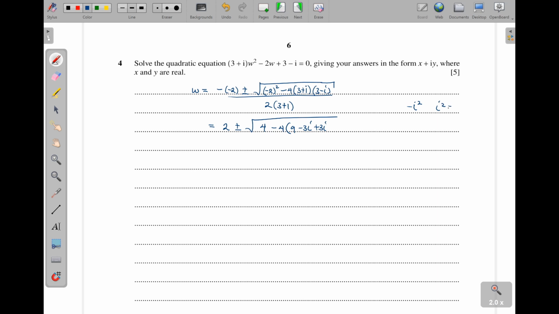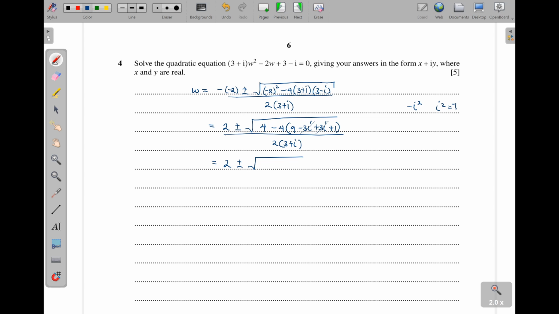But i squared is equal to negative 1. Now, this negative 1 and the negative give us a positive, so we shall have plus 1. And then we divide by 2 into 3 plus i here. Now, simplifying this, we shall have 2 plus or minus. Then multiply all through. So inside here we are having 9 plus 1, that is 10. Then times 4, that is 40.